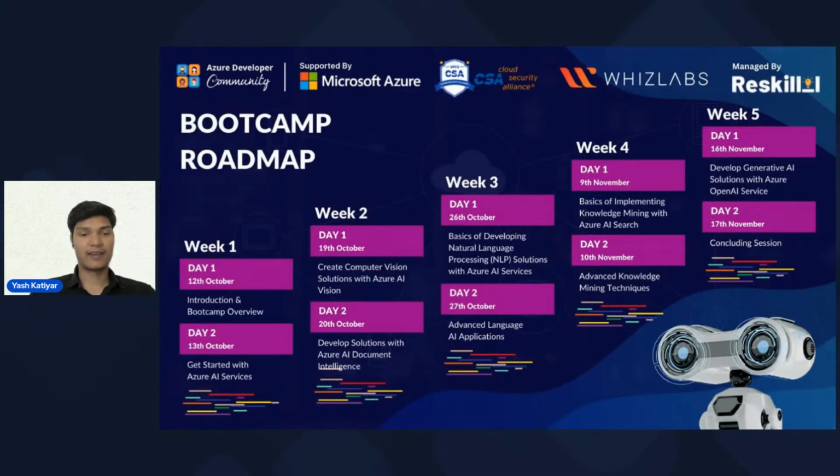Here's a quick rundown of our bootcamp schedule. In week one, today is the first session: an introduction and bootcamp overview. Tomorrow we will have a session on getting started with Azure AI services, led by Saurabh Raghuvanshi sir. In week two, we will have two sessions. First, create computer vision solutions with Azure AI Vision, and the next session will be on developing solutions with Azure AI Document Intelligence.